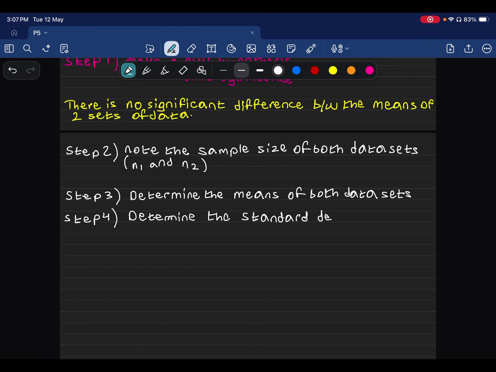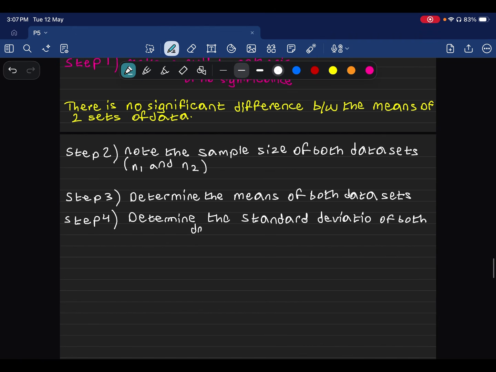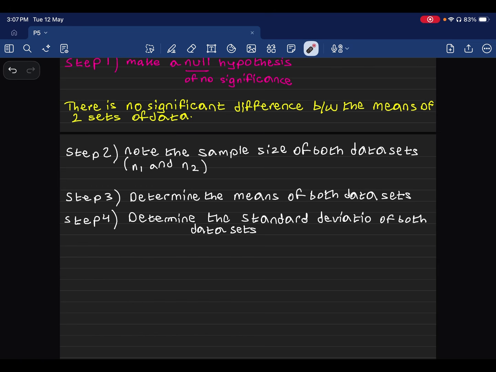Standard deviation of both data sets. Now, what's standard deviation basically? Standard deviation, this is not something fancy, something difficult. No, this is really, really simple.